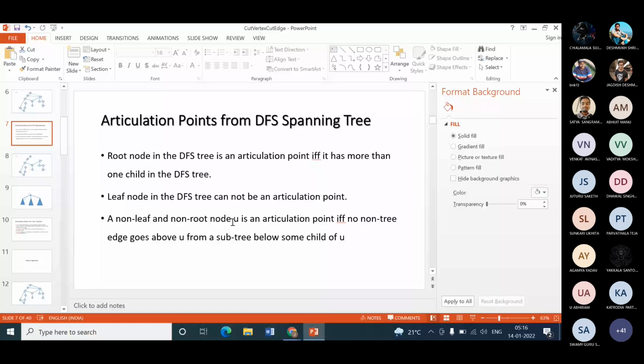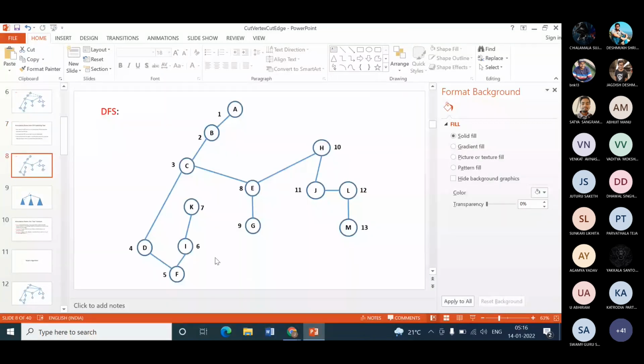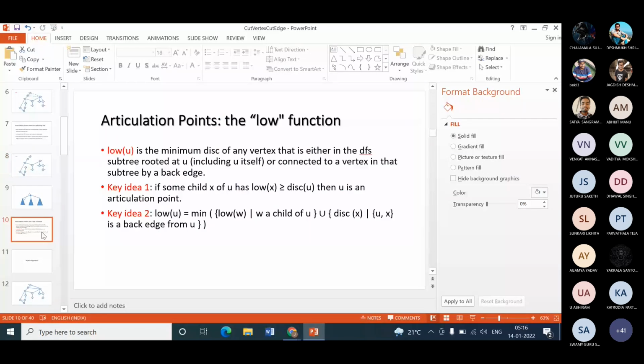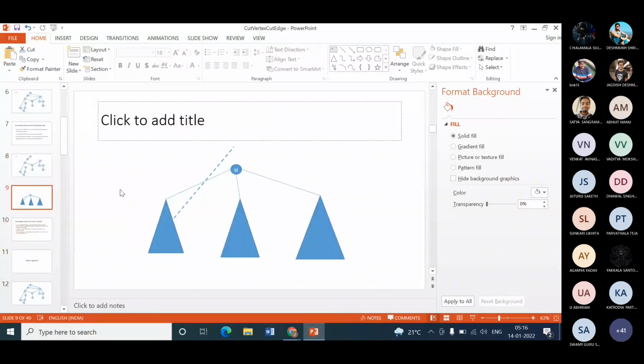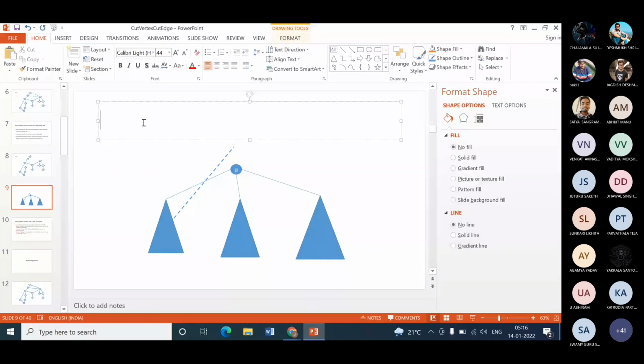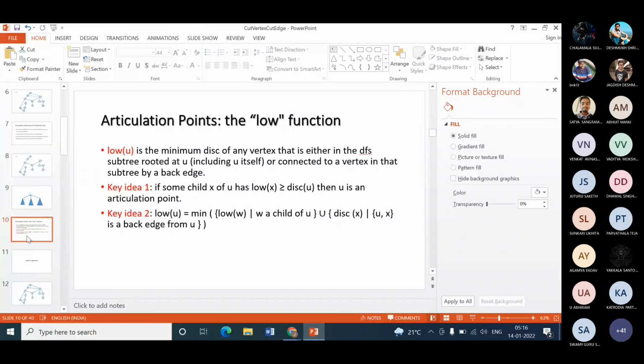तो ये जो observations है, this is the observation done by Tarjan, and based on this observation he has developed this algorithm, and we will study this algorithm right now. Okay, but to study this algorithm, so what Tarjan has done.